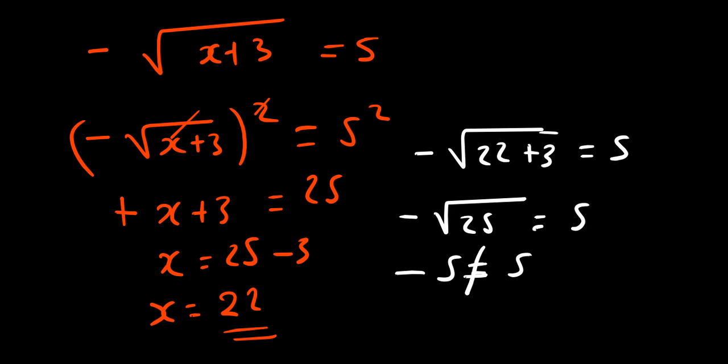Because negative 5 is not equal to 5, it means our solution set in this case will just be an empty set, because we don't have solutions. Always check your solutions for your modulus and your radical functions. Let's solve the last one.